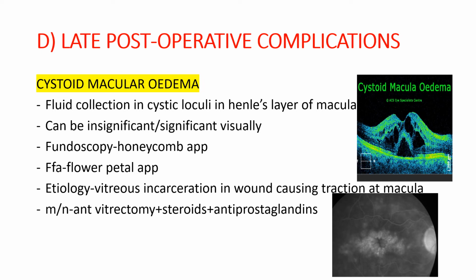But if it is visually significant, if you do fundoscopy, a honeycomb appearance of the macula would be seen. If we do fundus fluorescein angiography, FFA, we see a flower petal appearance of the dye around the fovea. So here in the second picture, this black and white picture, you see there is a fovea surrounded by a petaloid appearance of the dye.